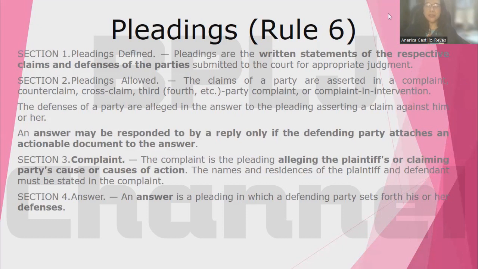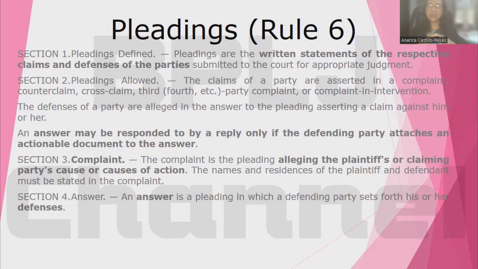We are again on the series of lectures on civil procedure. Our topic for today is pleadings. What is a pleading? Pleading is defined as the written statement of the claims and defenses of the parties submitted to the court for appropriate judgment. It is a paper containing the basic allegations of the claims in the complaint as well as the defenses in the answer, which is submitted to the court for its consideration.